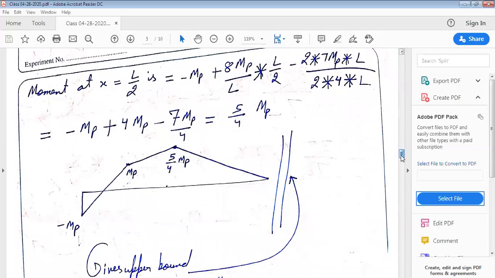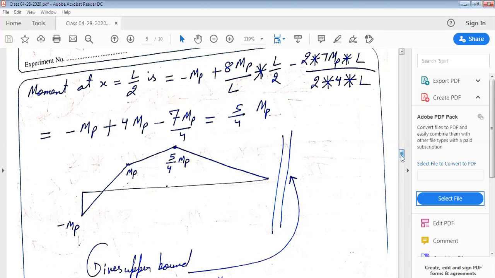And if we draw the bending moment diagram, the bending moment diagram is on screen in front of us. At the leftmost end, the bending moment is minus Mp, and at x equal to L by 4 from the left end, the bending moment is Mp, and at x equal to L by 2 from the left end, the bending moment is 5 by 4 Mp. Here again, we see that this beam is experiencing a bending moment greater than Mp at a distance of x equal to L by 2 from the left end.